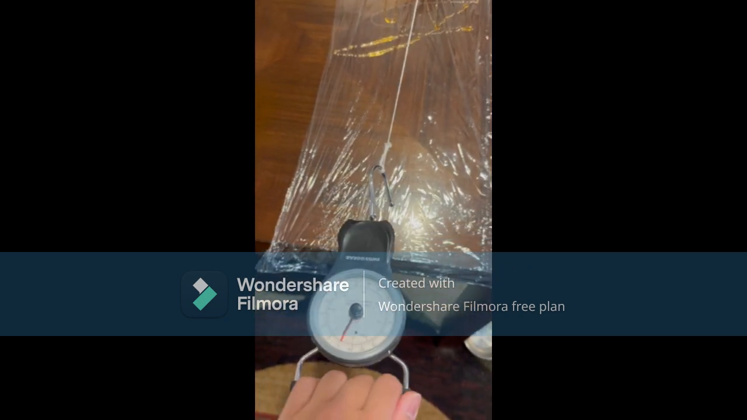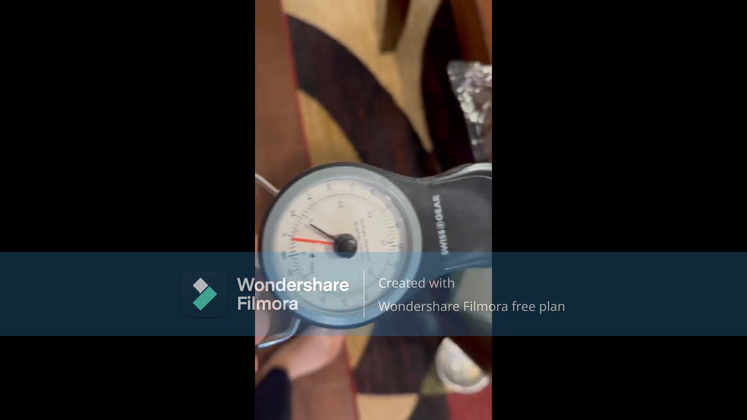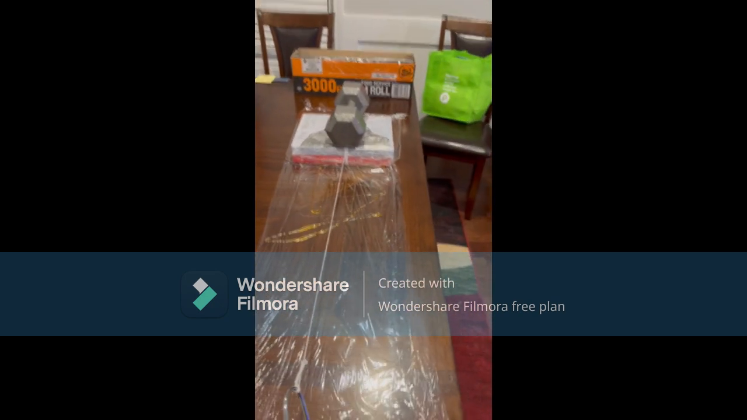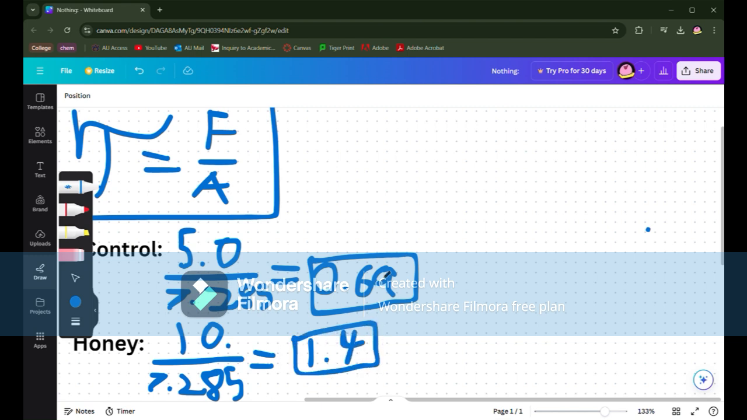This is the second test with honey instead of a regular table. So let's see. Okay, so it took about 10 pounds for the objects to start moving. So with honey, the force was 10 pounds, and the area was the same, 7.285 meters squared, which will give you a shearing stress of 1.4 tau. Because of how different the numbers were, we could prove that the surface does affect the shearing stress.